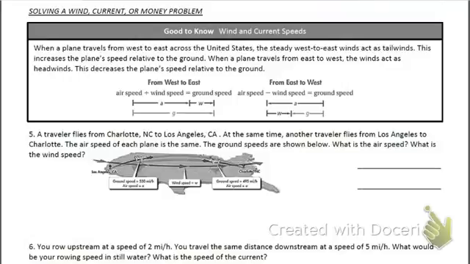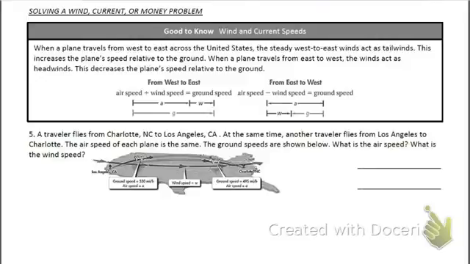So let's read the problem, and we're going to write two equations to go with this situation. So a traveler flies from Charlotte, North Carolina to Los Angeles, California, so going from east to west. At the same time, another traveler flies from LA to Charlotte, so going from west to east. The airspeed of each plane is the same. So I want you to underline that. The planes are going the same speed in the air. Okay? The ground speeds are shown below, and I know that it's kind of small. What is the airspeed? What is the wind speed? Okay?